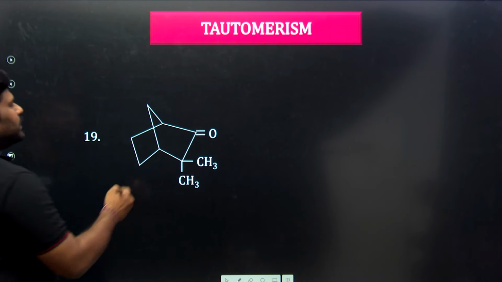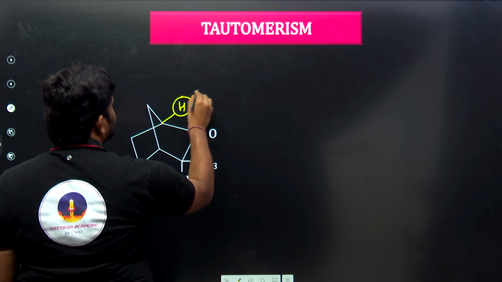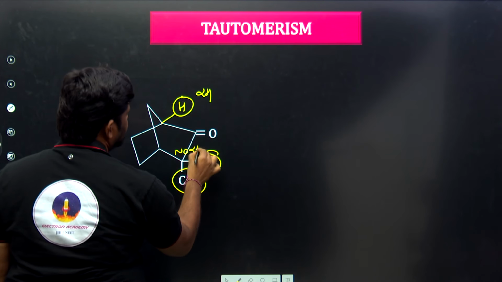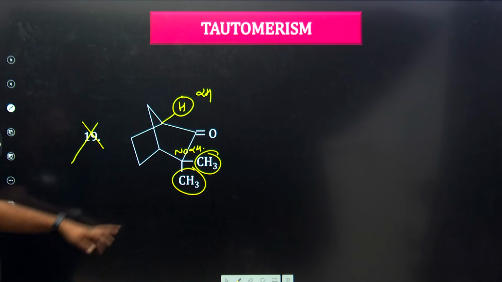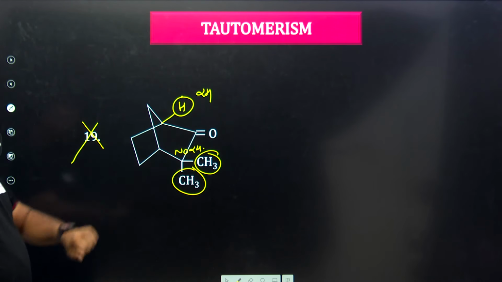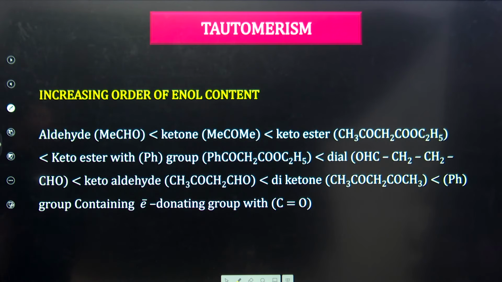Next here. There is a bridged alpha hydrogen, but here there is no alpha hydrogen, so it cannot show this. Alpha hydrogen is there, but it is a bridged alpha hydrogen. I said the second rule: bridged alpha hydrogen cannot show this. So these are the very best examples in this.